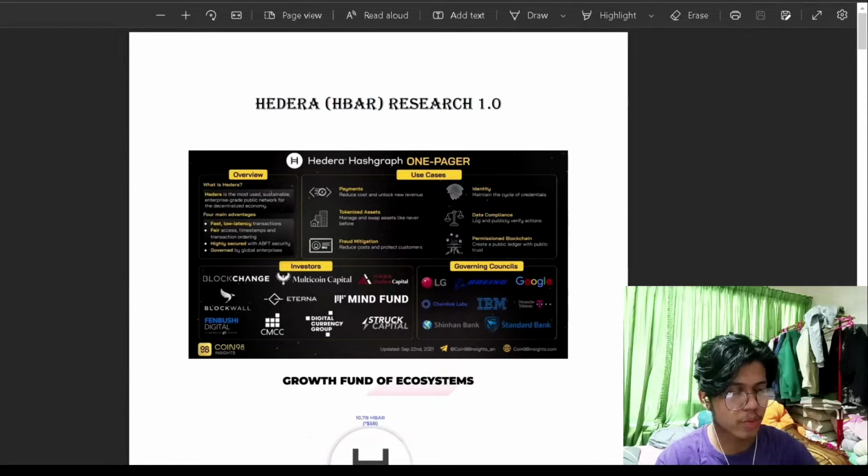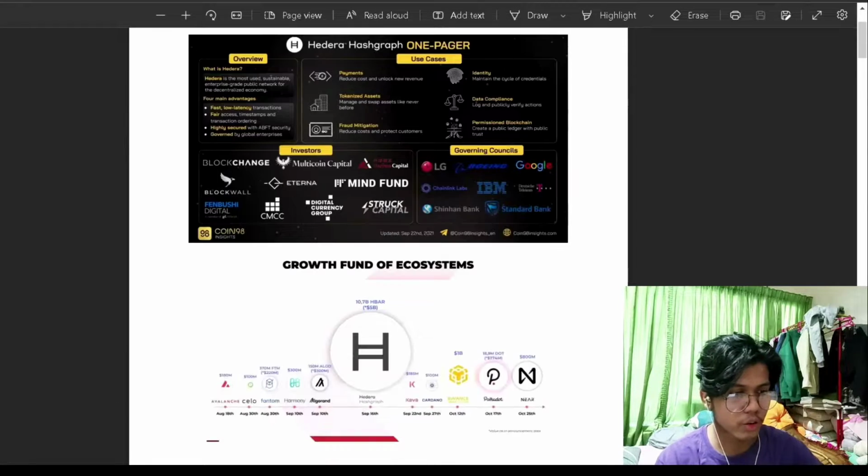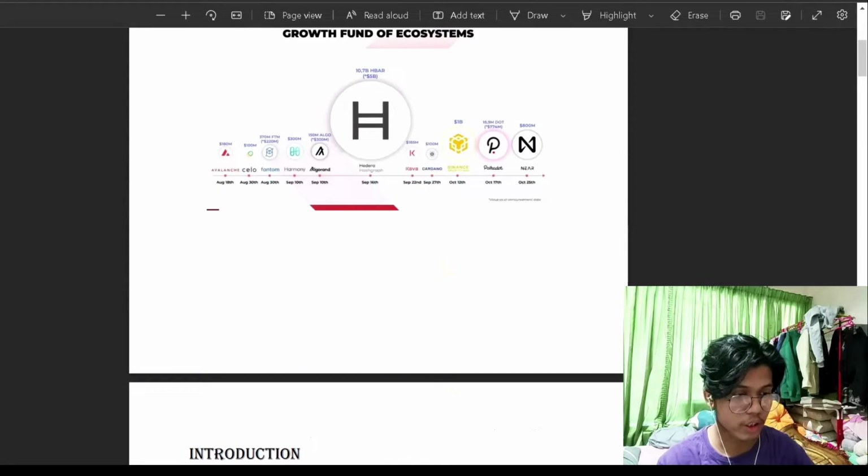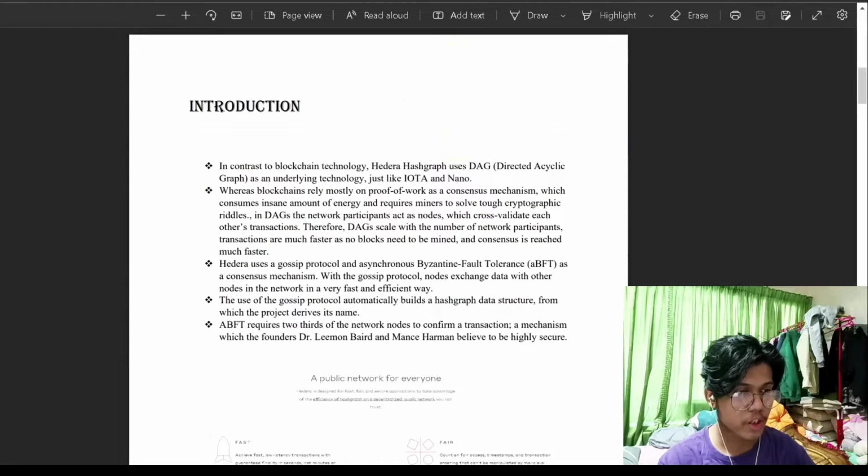I've already explained the first sentence. Let's go to these two images. Usually on the front page I put images that summarize what this crypto is about and what it wants to show to the world. You can see here the Hedera Hashgraph one pager: overview, investors, governing councils, use cases. You can also see the growth fund of ecosystems, the important details about the cryptocurrency itself.